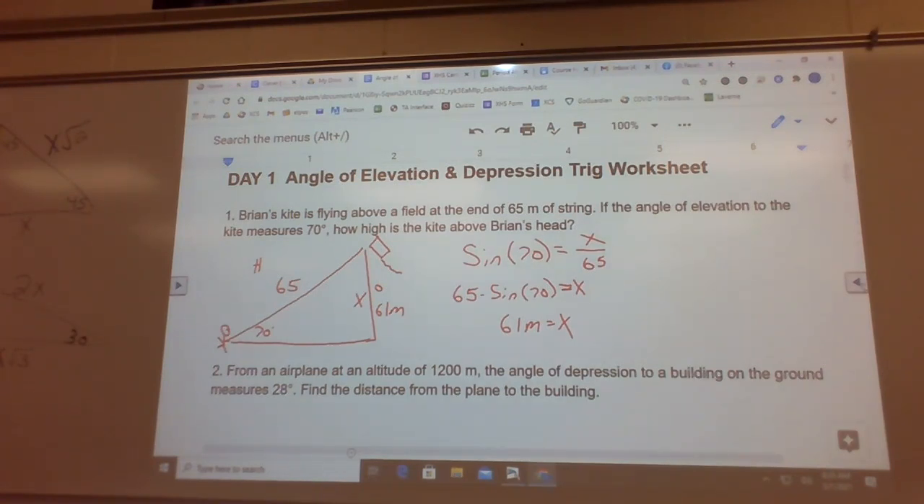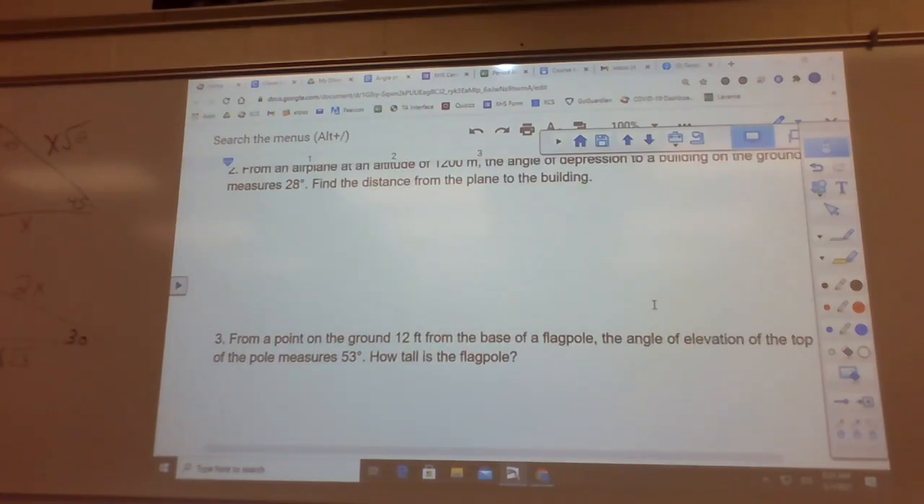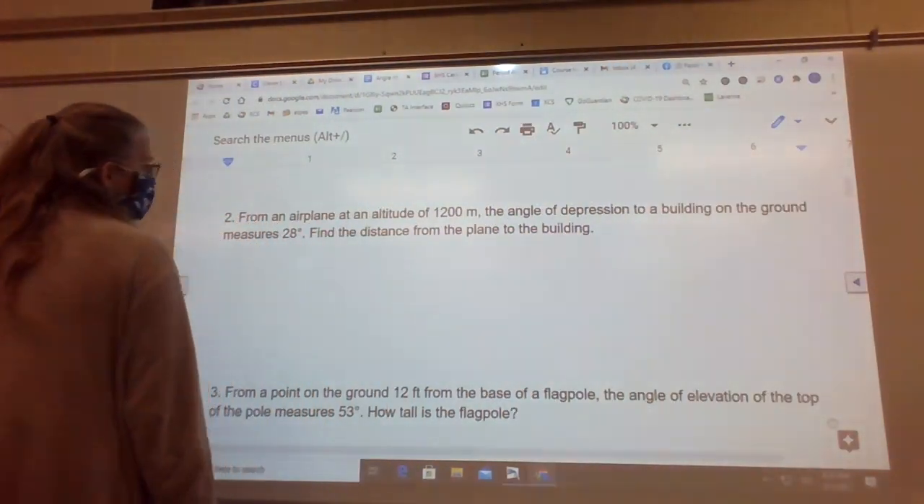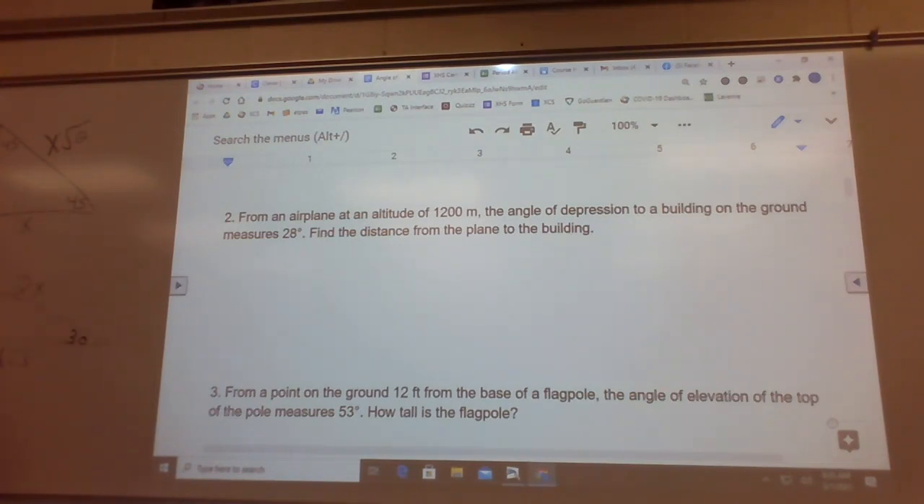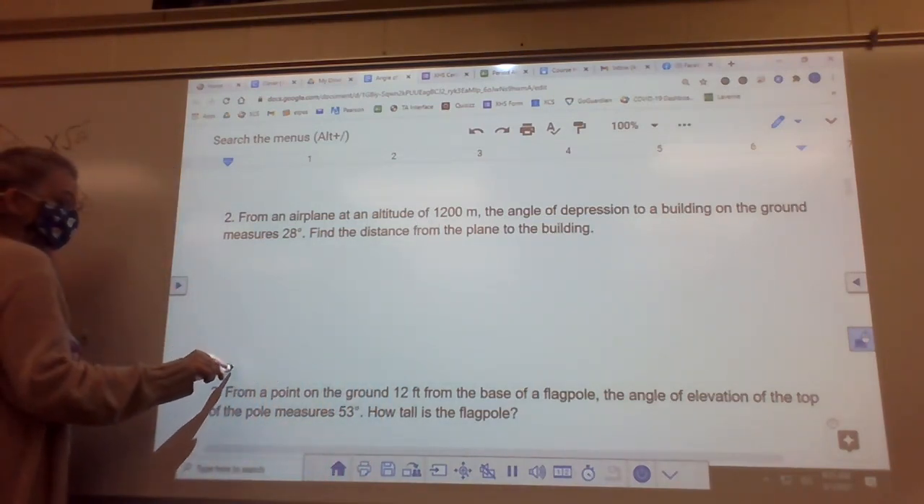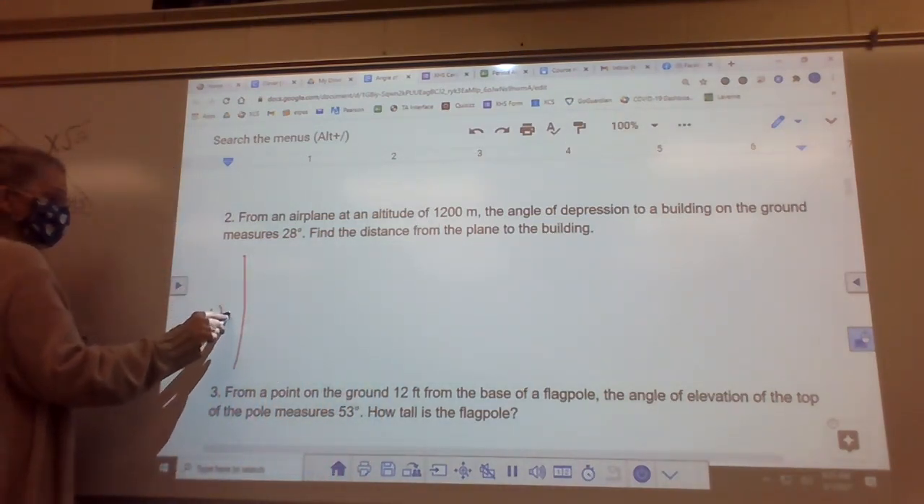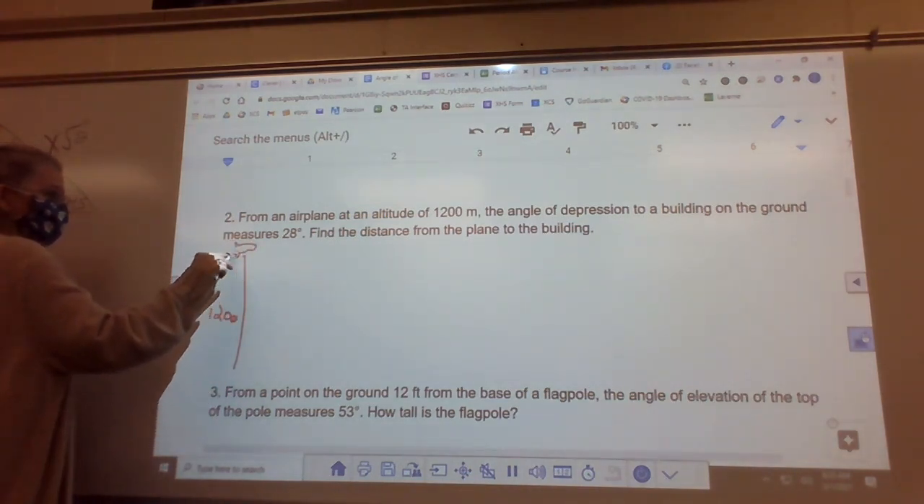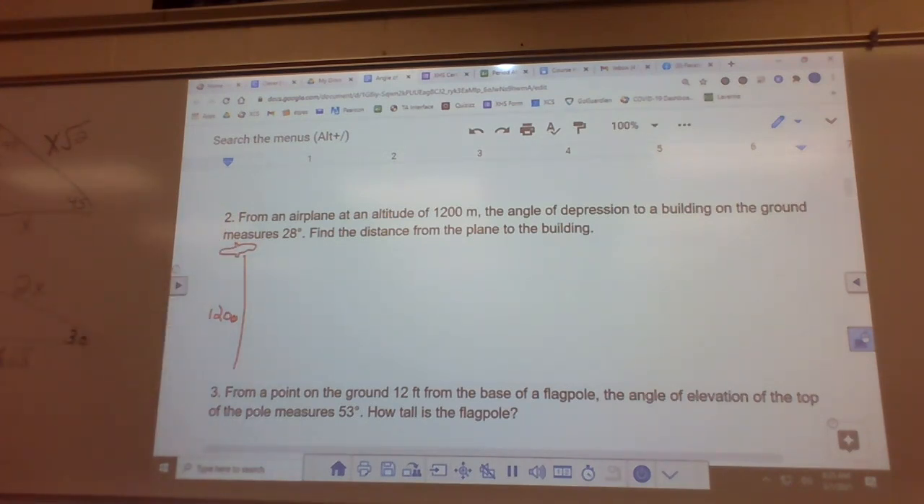Number 2. From an airplane at an altitude of 1,200 meters, the angle of depression to a building on the ground is 28 degrees. Find the distance from the plane to the building. So it says it has an airplane at an altitude of 1,200 meters. So it's 1,200 straight up and down to the plane. So I've got my plane here. Yeah, I can't draw. Doesn't look like a plane, I know. But I got a plane up there.